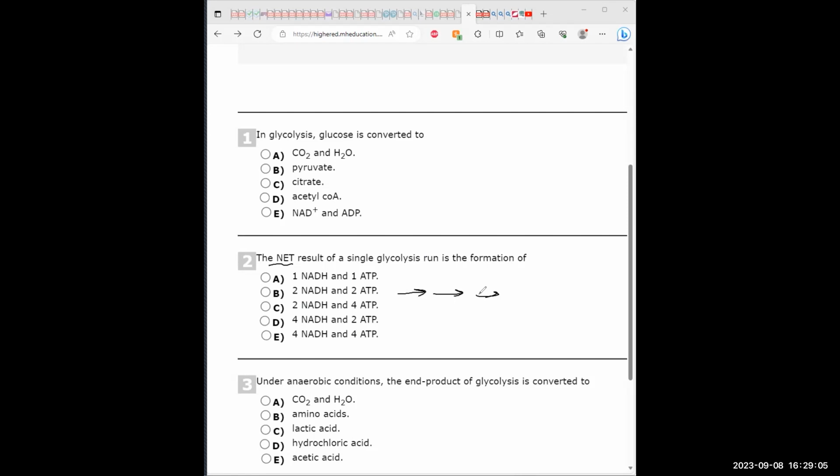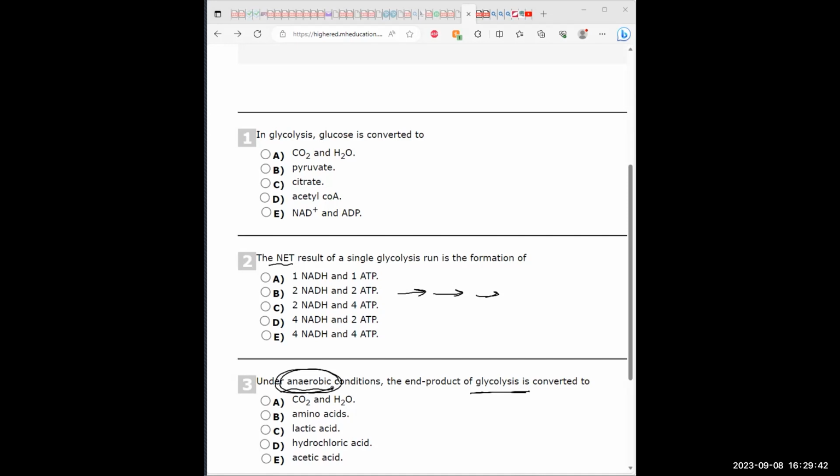Next one: under anaerobic condition, the end product of glycolysis. You understand why they said anaerobic? Because I told you oxygen is not involved in that glycolytic pathway at all. When I want to give energy, I use the ATP. When energy is released, it's released in the form of ATP. When I wanted to do oxidation, I only removed the hydrogen by reducing NAD into reduced NAD. That's it. So this is called anaerobic condition, right?